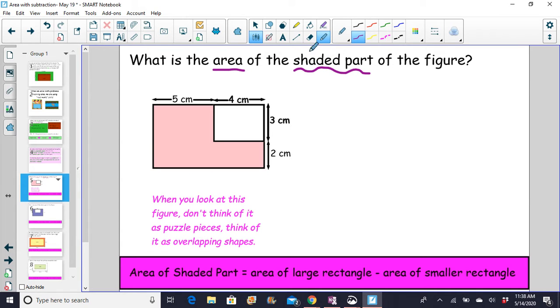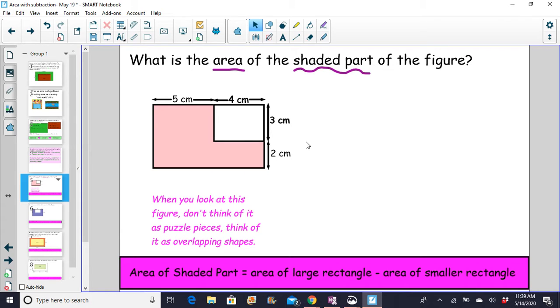Okay. Now, when we take a look at this, don't think of this as puzzle pieces put together. I really encourage you to think of these as overlapping shapes, okay? Because you're always going to want to start by, in your head or even just on paper, decomposing this composite figure into its overlapping shapes, okay? So go ahead and sketch this out for yourself. And again, if you need to pause the video in order to sketch it, please do that.